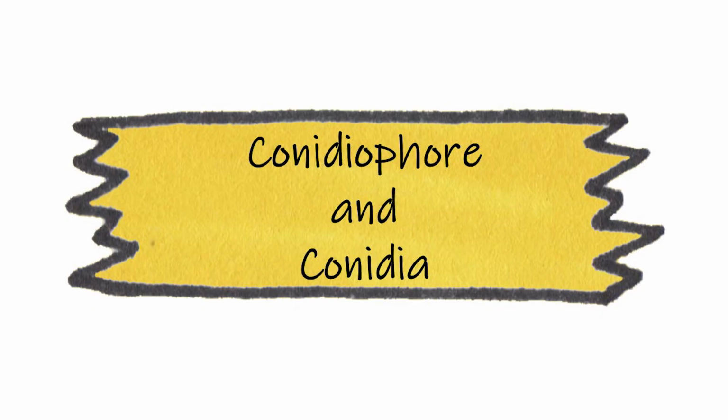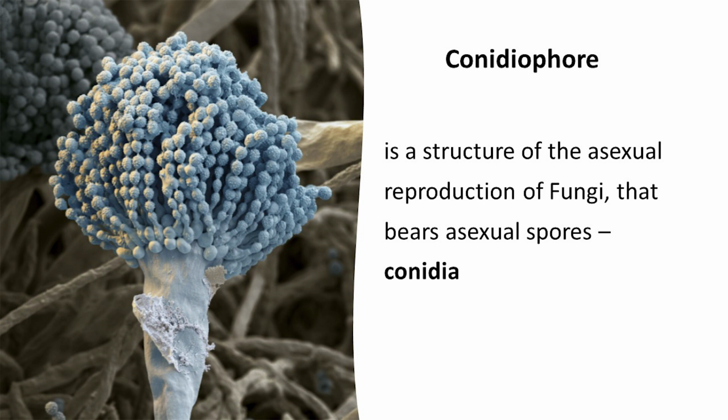Today we will talk about Conidiophores and Conidia. Conidiophore is a structure of the asexual reproduction of fungi. It bears asexual spores, Conidia. The asexual reproductive cycle can be divided into two main phases: phase of vegetative growth and phase of development.